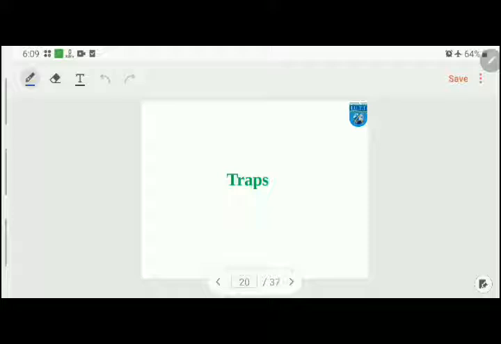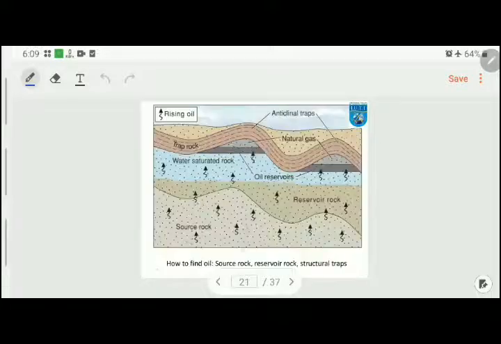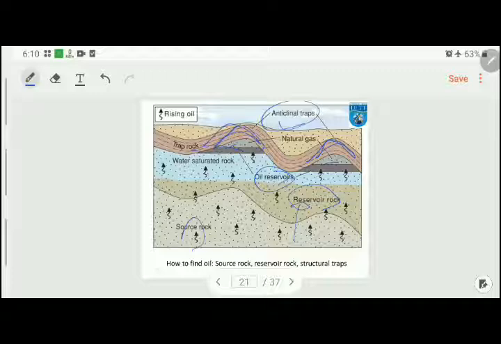Traps, which are the structures that exist underground. So how do we find oil: source rock, reservoir rocks, and the structural traps. Traps in the earth can be formed by structural or stratigraphic traps. One of these structural traps is the anticline trap here, and there are also other types. Oil comes from the source rock to the reservoir rock, and an oil reservoir here can be trapped by something called an anticline.